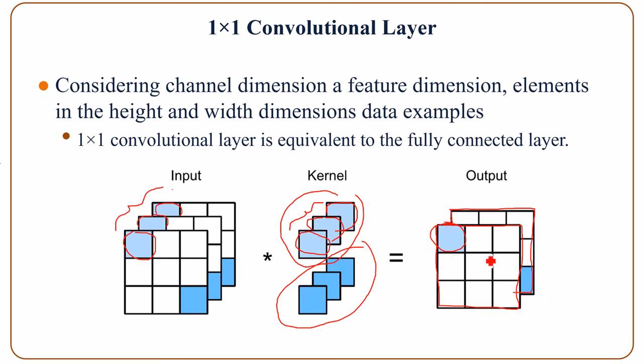So what we see is that the one-by-one convolutional layer is like the fully connected layer. The values of the elements in the input channels are very much like the input values at the input layer, and the values of the elements in the kernel are like the values of the weights.